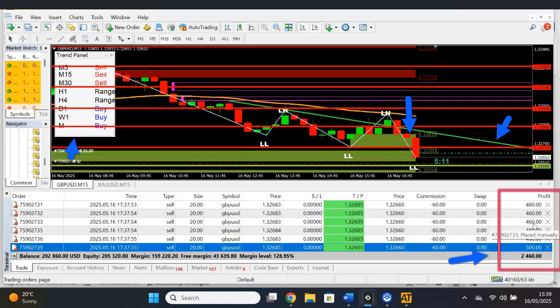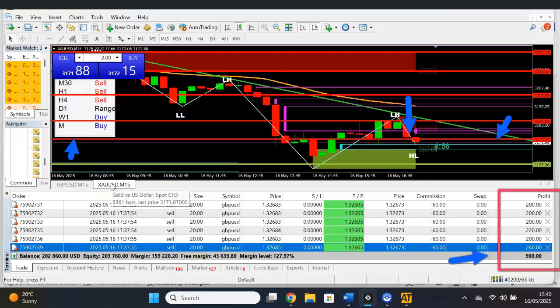So, resistance and supply, resistance and support. You can see that the red line means that price can't get past the red line, so it acts as resistance, so we are still selling. Our trend panel states that we are selling, the moving average says we're selling, and we are just selling, so we will be in profit very shortly.